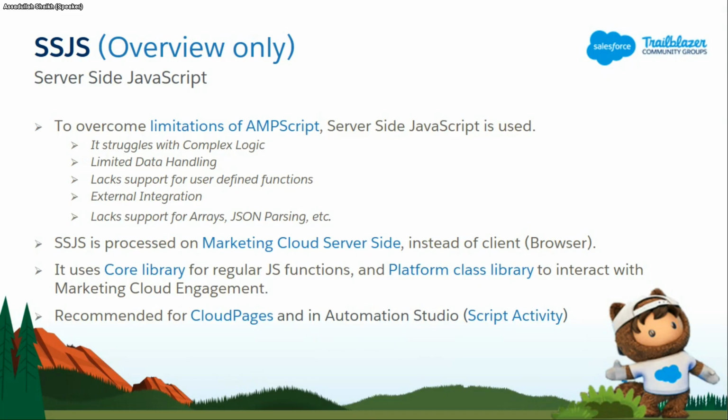So server-side JavaScript in Marketing Cloud is mostly used in two places. The first one is the cloud pages that we will see, and the other is Automation Studio, which is another functionality inside Marketing Cloud, which is used to automate some repetitive tasks. Probably we will cover this in another session.